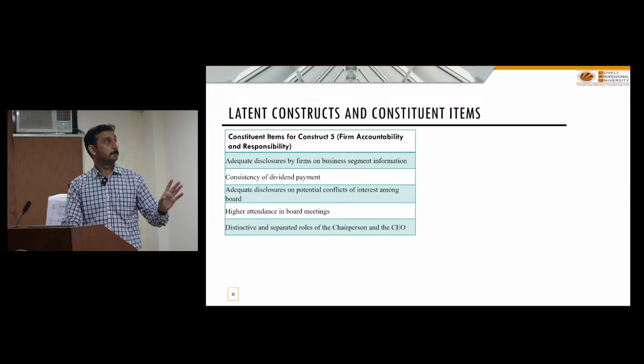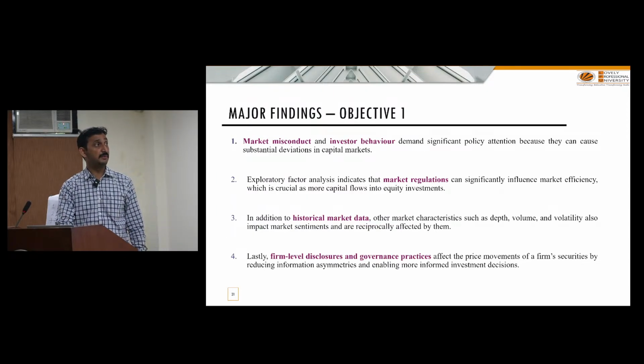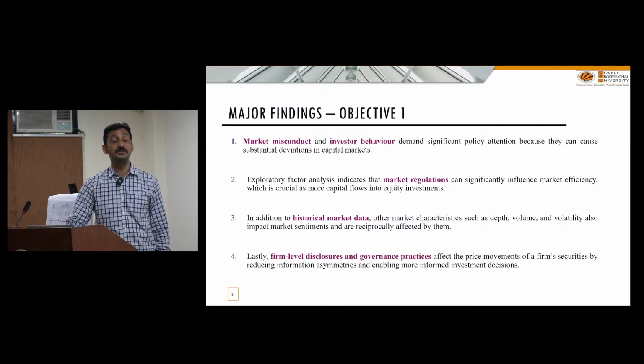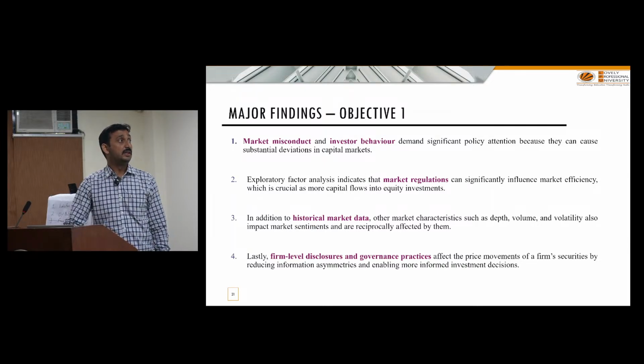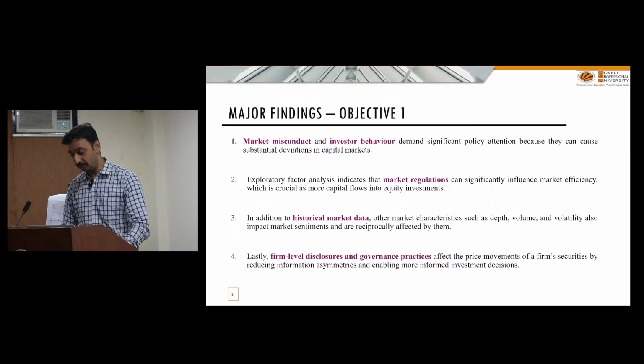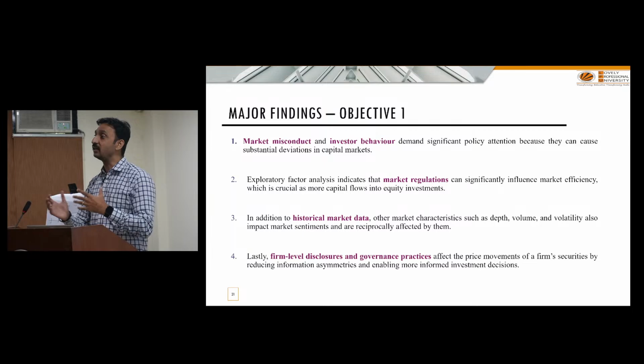Then the major finding of my objective 1 is that market misconduct and investor behavior demand significant policy attention, because they can cause substantial deviation in the capital market. I'm giving you one example, like investor behavior. As we're talking about investor behavior, we know there is a lot of herd mentality in a market.